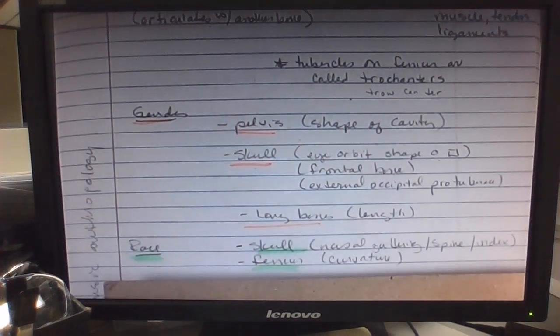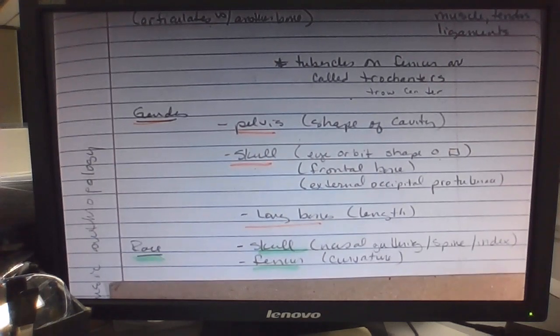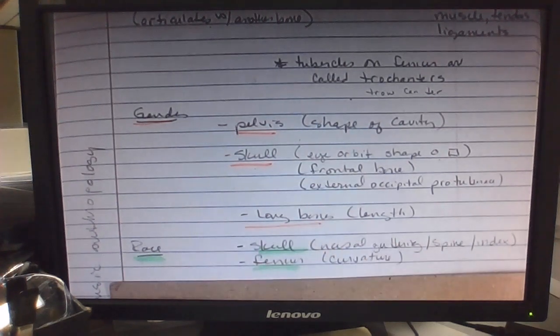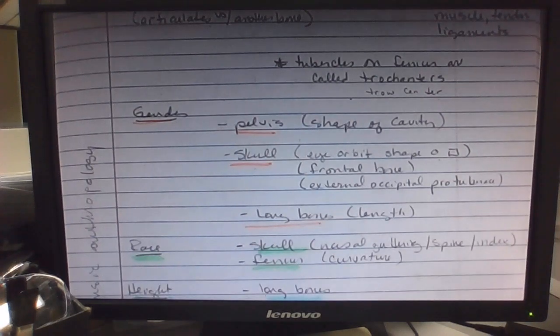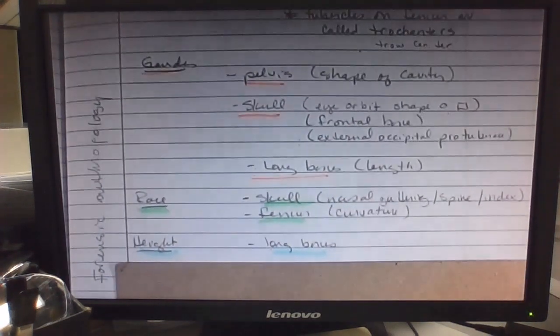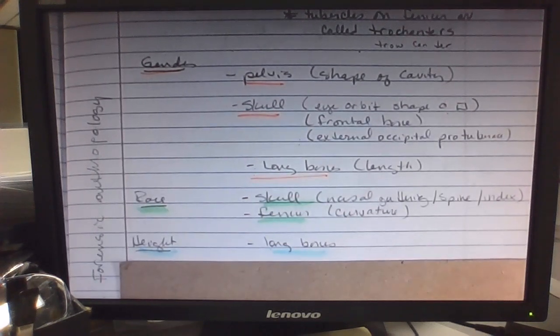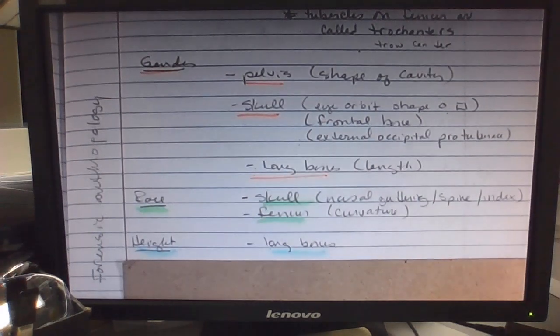For race, the skull and the femur are helpful. On the skull, forensic anthropologists will look at the nasal guttering, the nasal spine, and the nasal index. On the femur, they will look at the curvature of the femur. To determine the height of the person whom the skeletal remains belong to, we'll look at the length of the long bones. And there are actually formulas that you can use to determine height from the length of certain long bones.